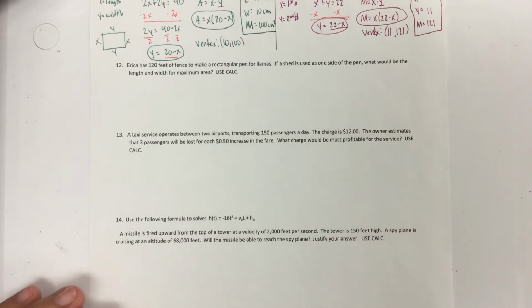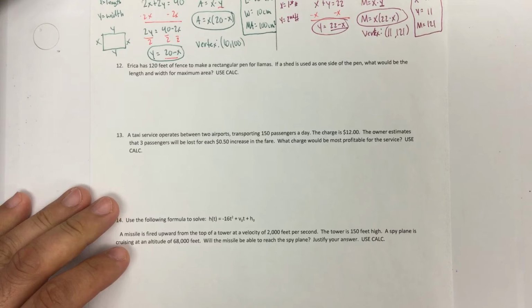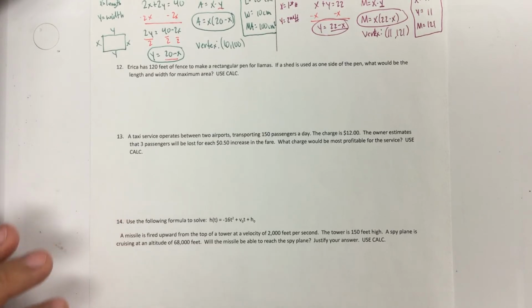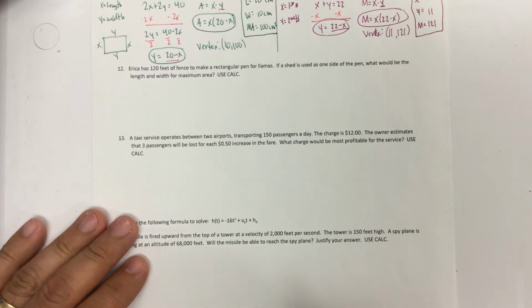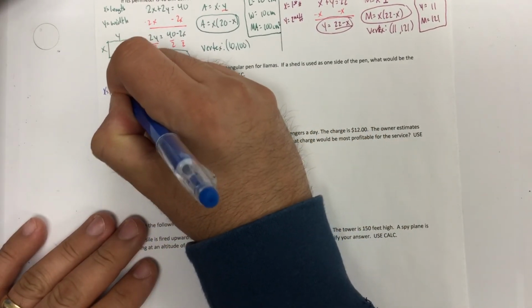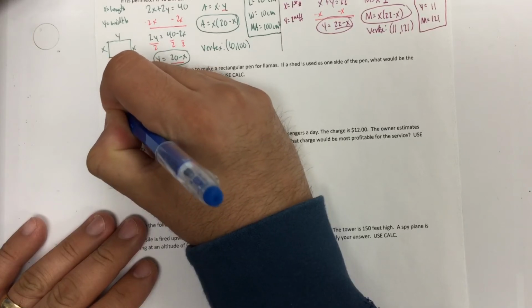Number 12 says, Erica has 120 feet of fence to make a rectangular pen for llamas. If a shed is used as one side of the pen, what would be the length and width for maximum area? So let's go ahead and define this as x equals the length, y equals the width.